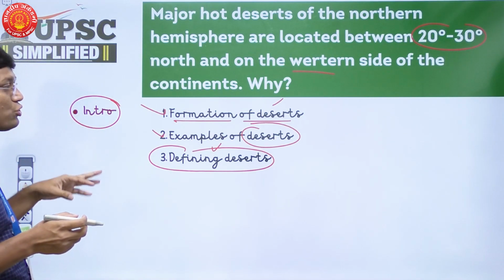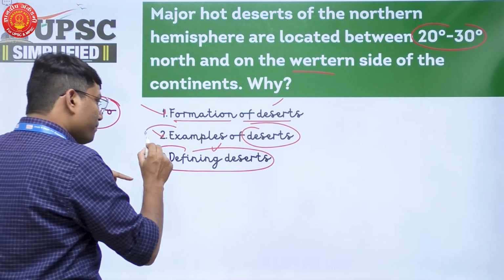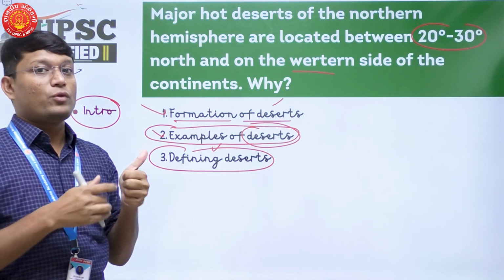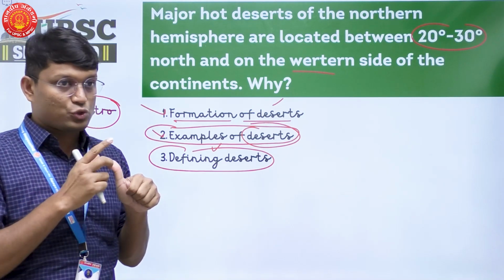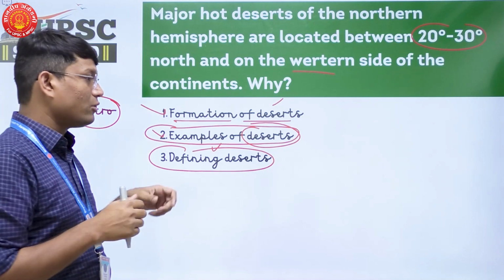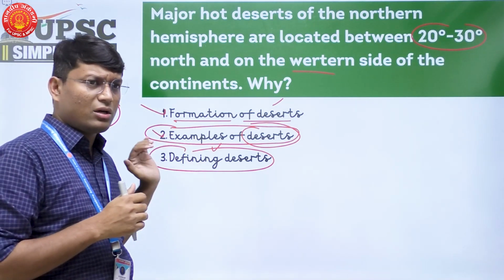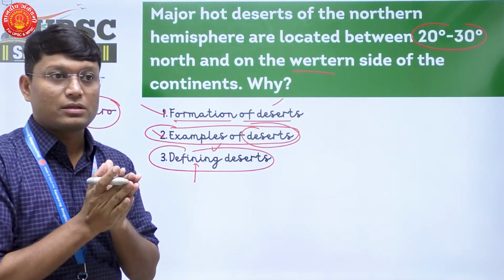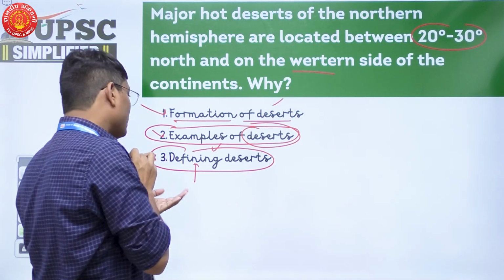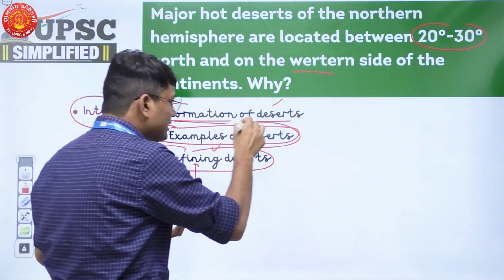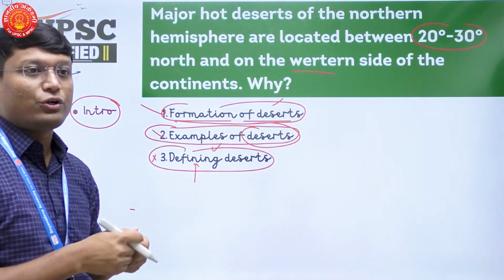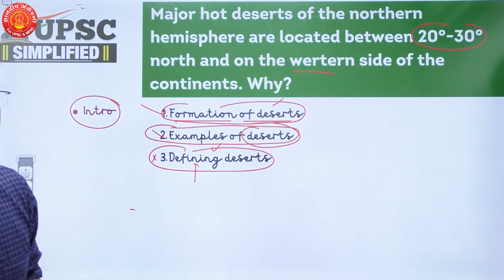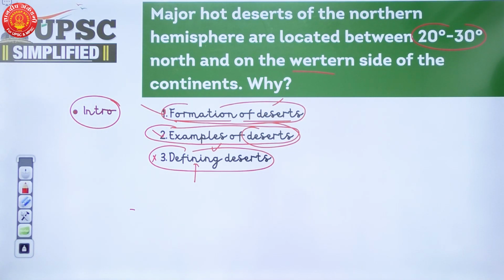Now, if I have to choose between these three, I would prefer the example-based introduction, because time and again I am telling you, obvious things you are not supposed to mention in the introduction itself, right? Or nowhere in the answer should you mention obvious things. So here defining desert would be a sort of obvious thing, right? So avoid that part. Formation of desert, we will not reveal at this point of time directly in the introduction. We are not going to reveal the formation of desert.